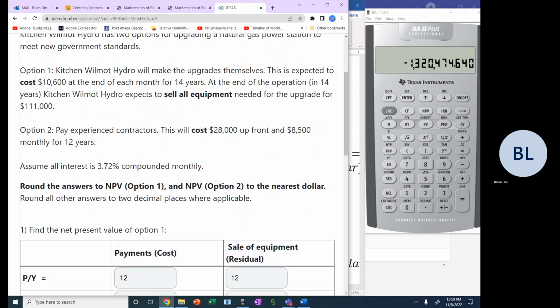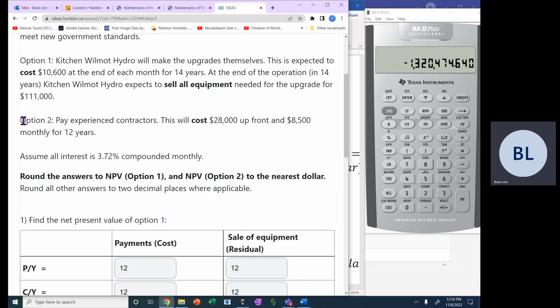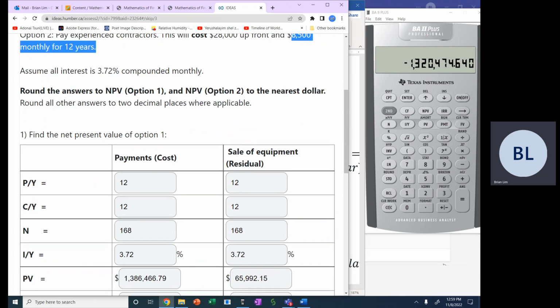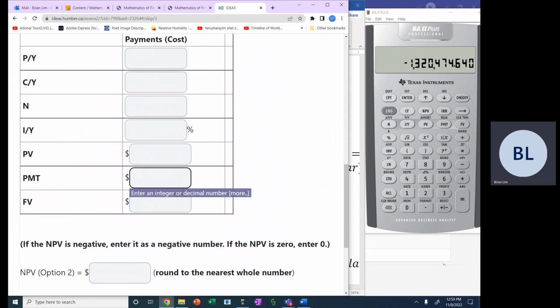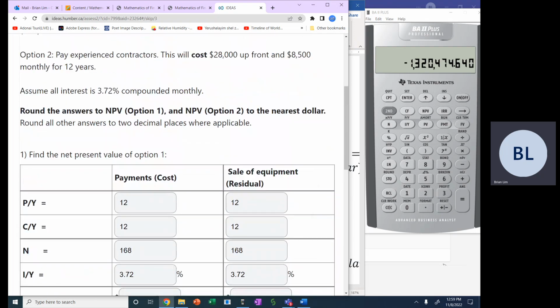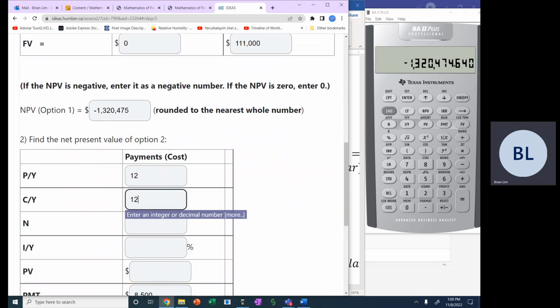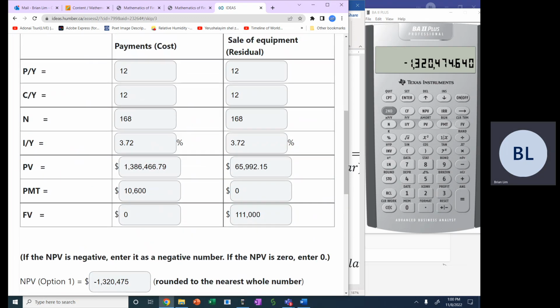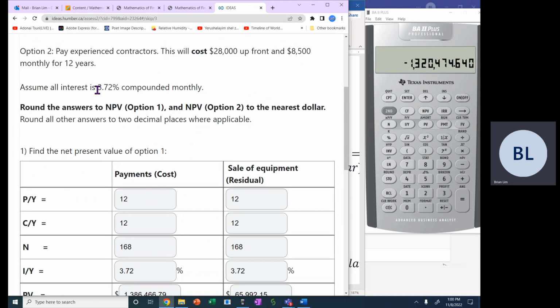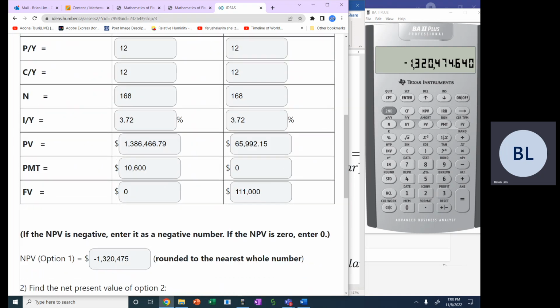Option number 2 is to pay experienced contractors. This will cost $28,000 upfront, $8,500 monthly for 12 years. So $8,500, that is the payment. And it is monthly, so PY would be 12. And of course, we know that the interest is compounded monthly, so CY is also 12, and the interest rate is 3.72, as it is stated right here.